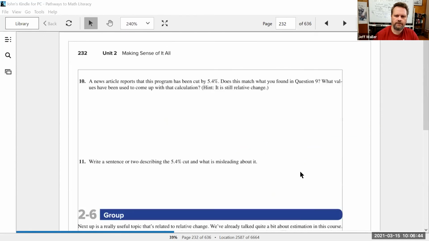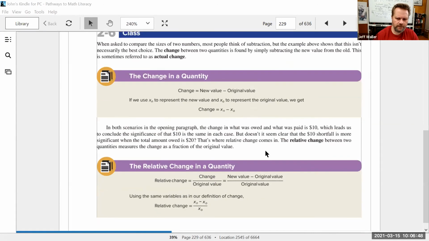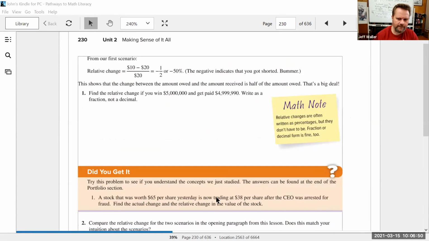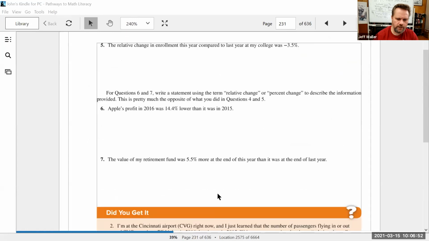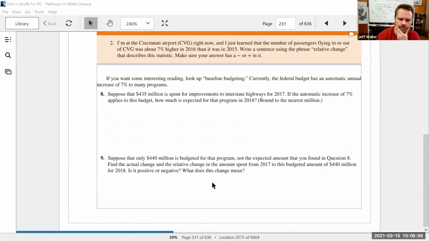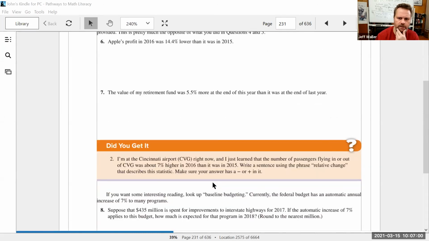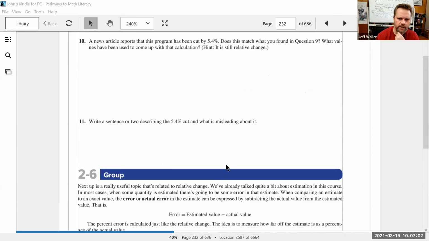Okay, so let's do this. There's quite a bit left to go. It's basically all built on this idea of relative change, but I still want to do some more of these examples with you. Let's call it a day for now, and then we'll get into the other examples tomorrow.